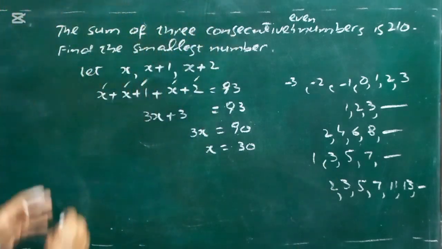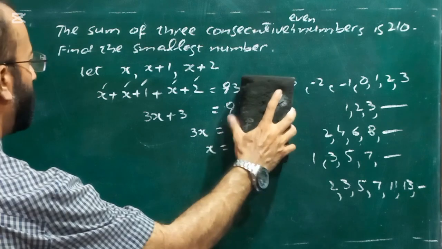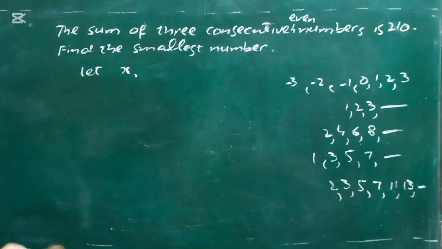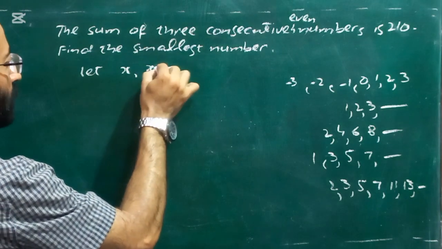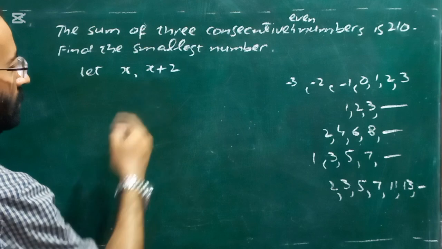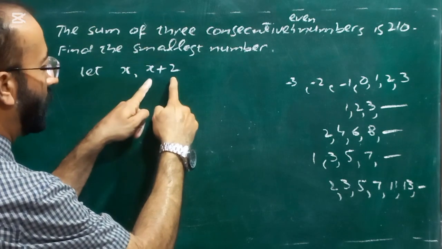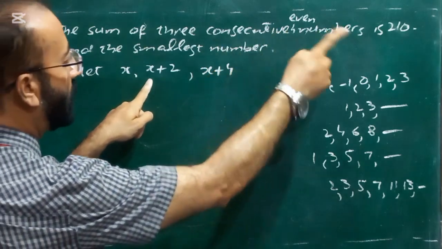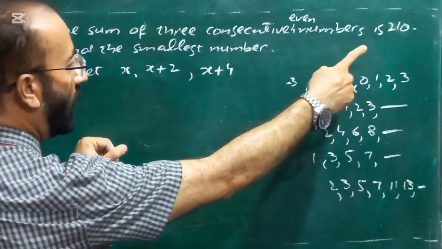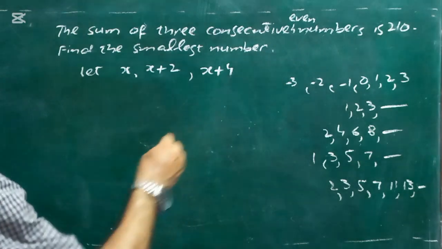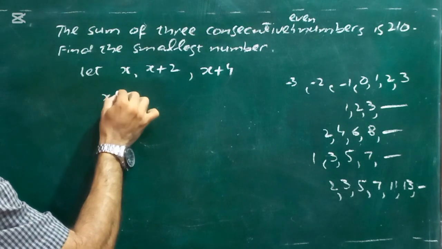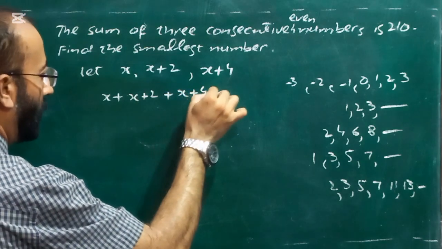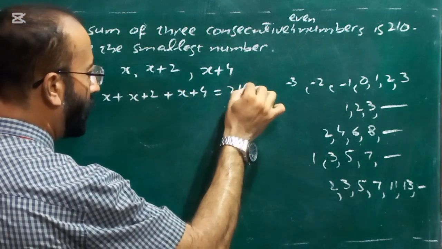So look now, again let, in this case, the first number be x, so the next will be x plus 2. So we have added 2 to get the next number. Now add 2 in this number to get the next number. So x plus 4 will be the next. So these are the consecutive even numbers, three consecutive numbers. Now the statement is their sum is 210. So now sum them. So x plus x plus 2 plus x plus 4, and the sum will be 210 according to the statement.